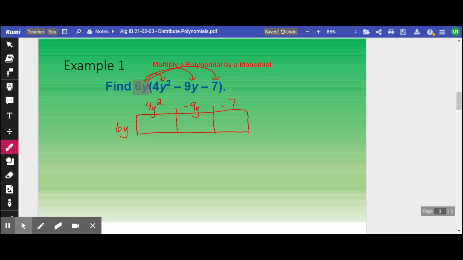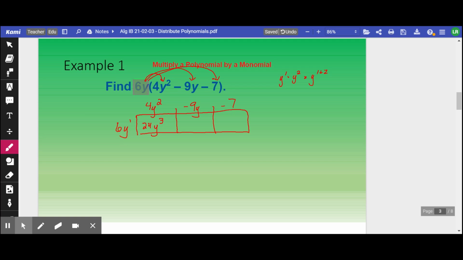So 6y times 4y squared. And this is where we have to remember some of our rules. 6 times 4 is 24. Then we have to remember y to the first times y squared. Remember, when I'm multiplying those y's, I have to add the exponents, and that's what gets forgotten a lot of times. So 1 plus 2, that'd be 24y to the third.